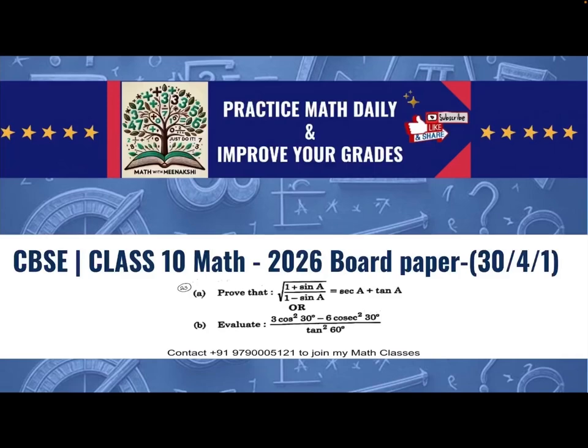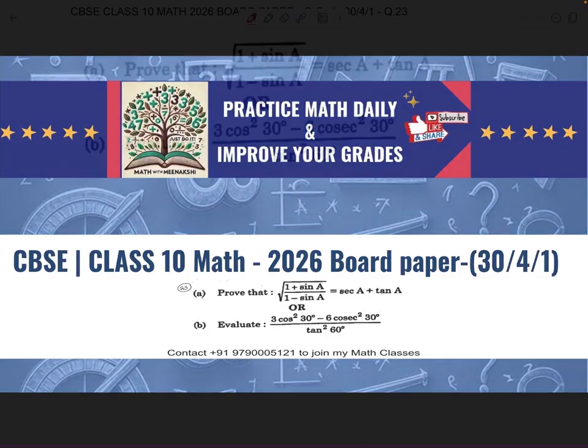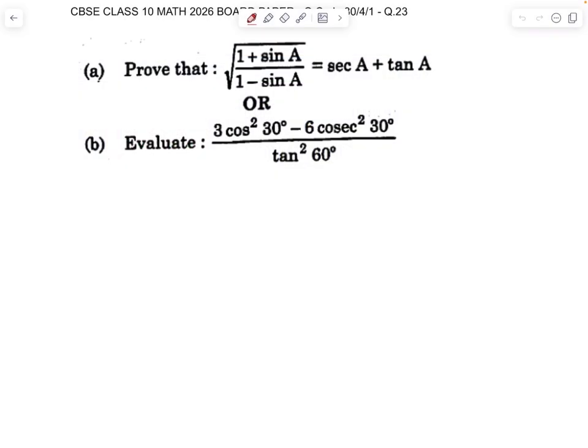Hello all, in this video I'm going to solve question number 23A and B from CBSE grade 10 standard math 2026 board paper. The question paper code is 30/4/1. The A part of question 23 says prove that root of (1 plus sin A) by (1 minus sin A) is equal to secant A plus tan A.